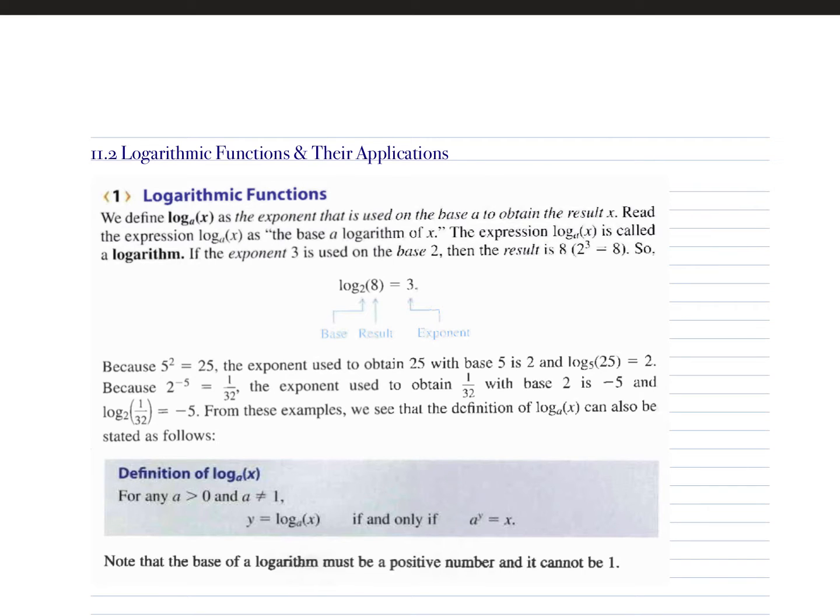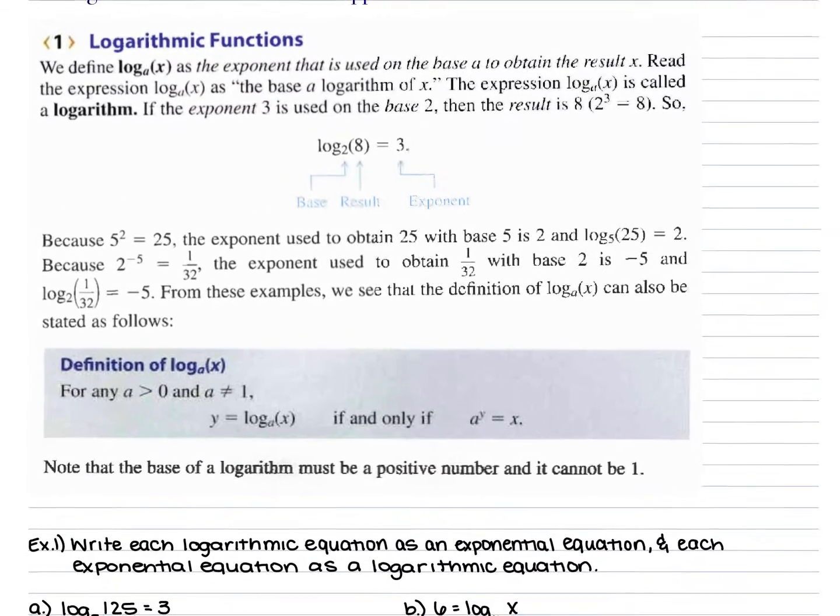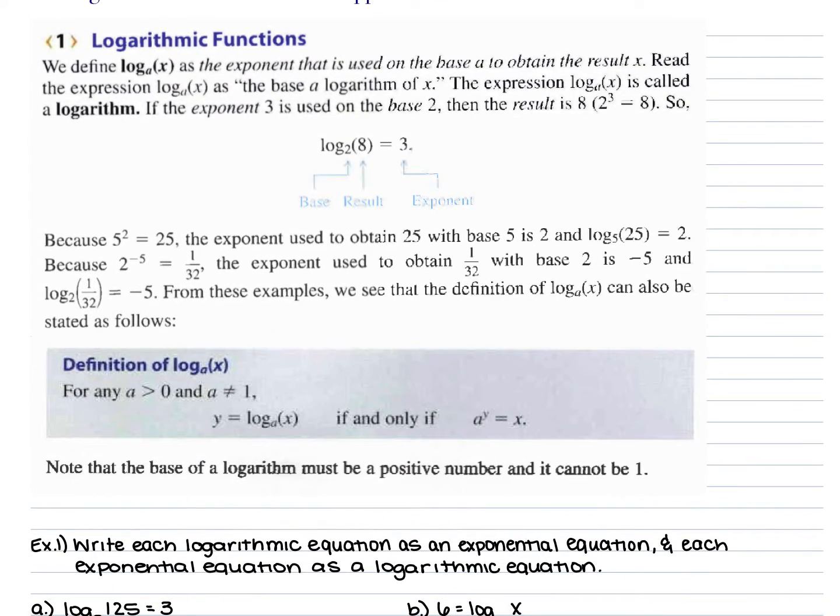11.2 is going over logarithmic functions and their applications. So these log functions are literally just another way to write exponential expressions. When we look at these, you're going to be rearranging these terms and rewriting them using exponents.